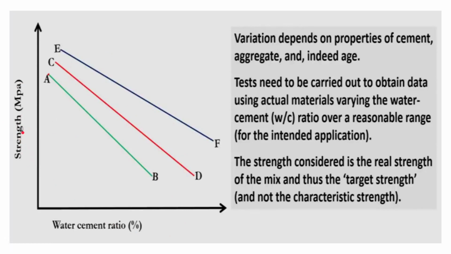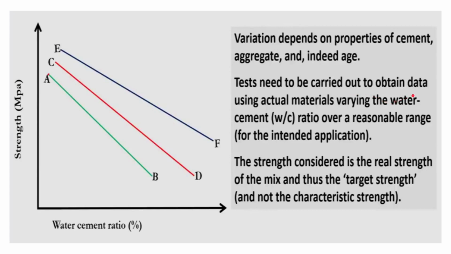So if we want to plot a relation between strength and water cement ratio, it will always be inversely proportional. That we can also get from the Abrams law we discussed in the last class. Higher the water cement ratio, lesser the strength. We can assume this to be a linear line, linearly inversely proportional, and the slope will depend on the variation in properties of cement, aggregate, age, etc.